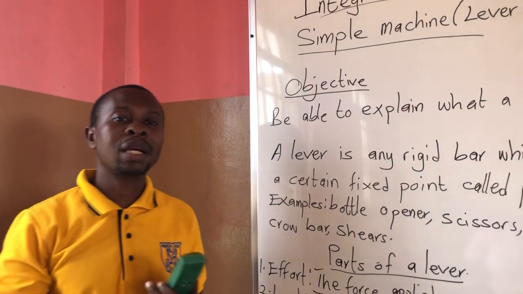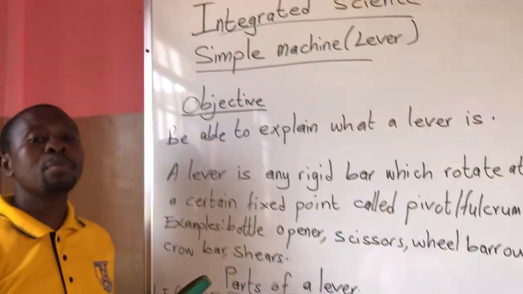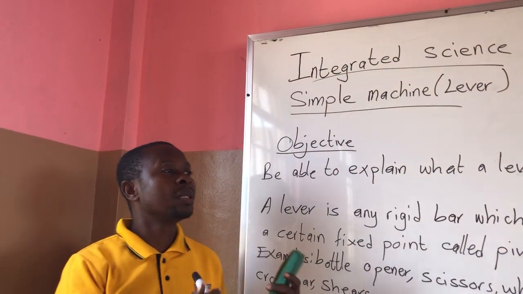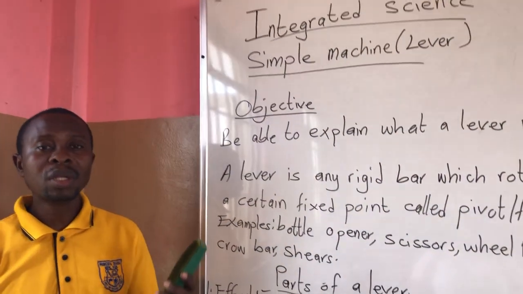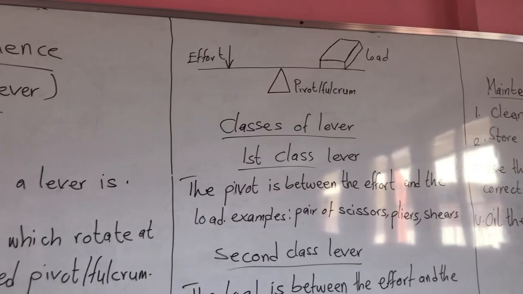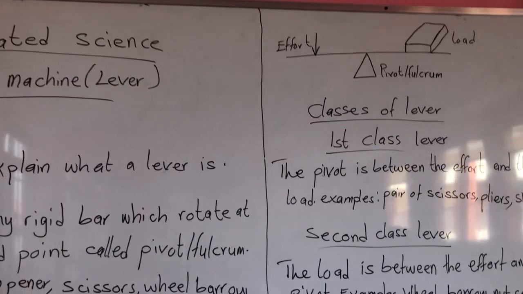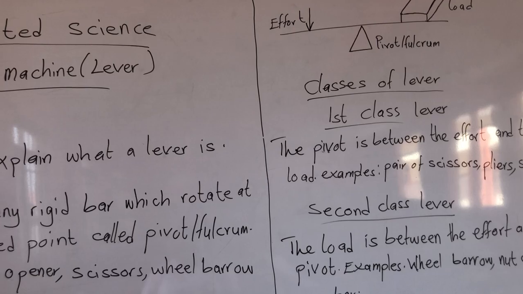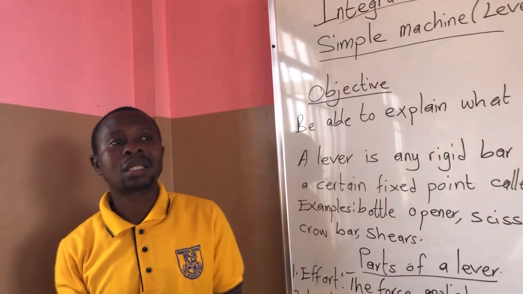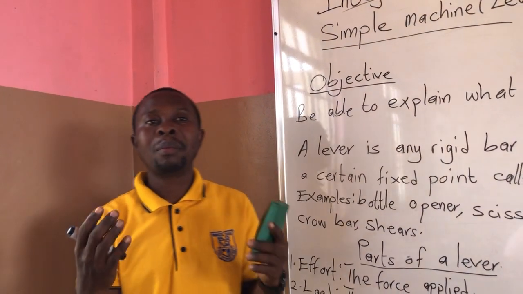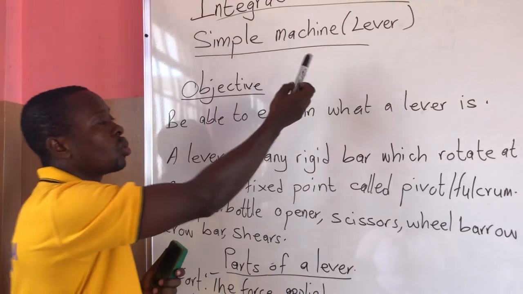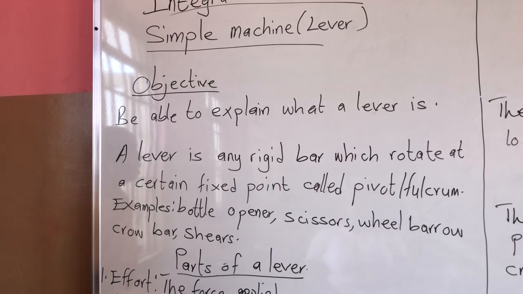Today we have integrated science and we are still under what? Simple machines. Good. In our previous lesson, we learned of simple machines. And we learned that a machine is any tool that helps us to work easier and faster. I also learned that simple machines are machines that are made or can be made easily. But today we are going to talk about levers, or a lever.